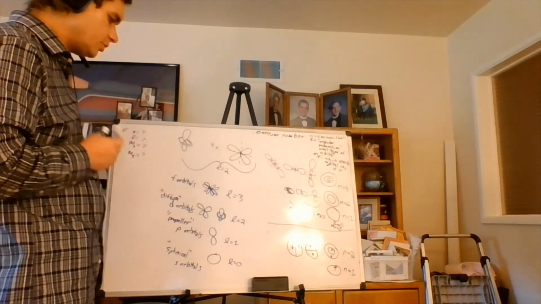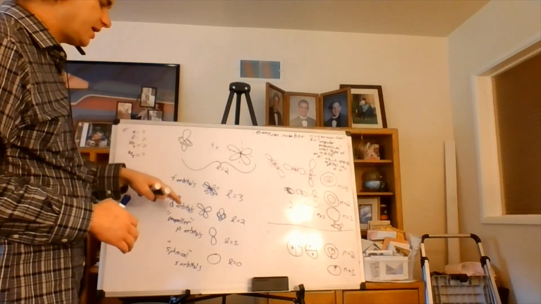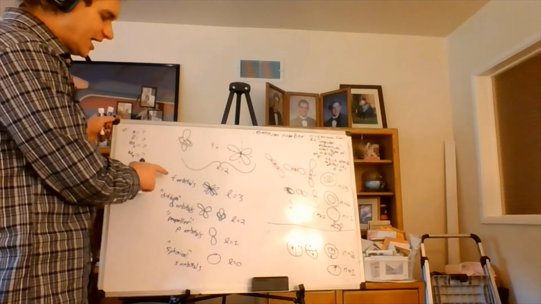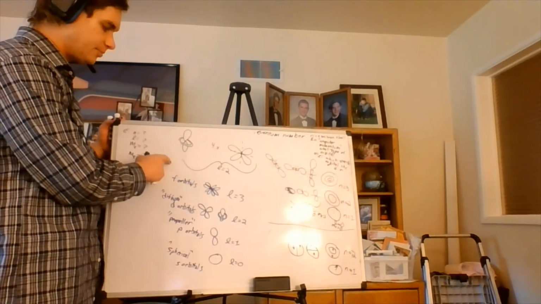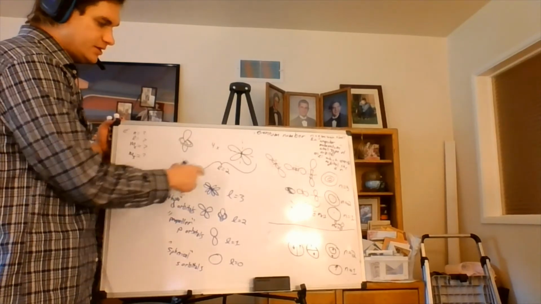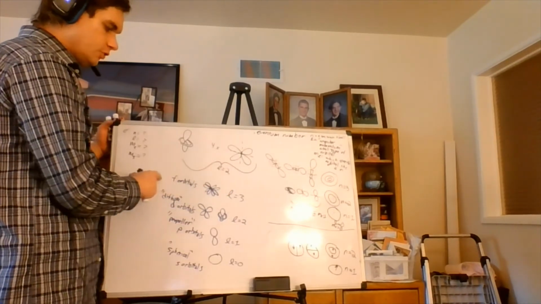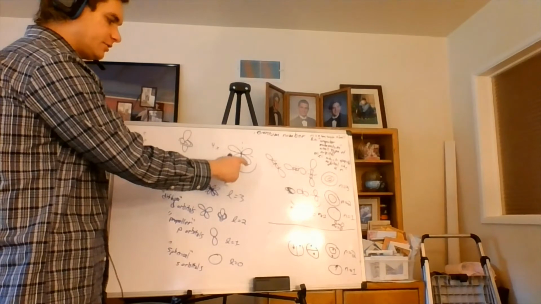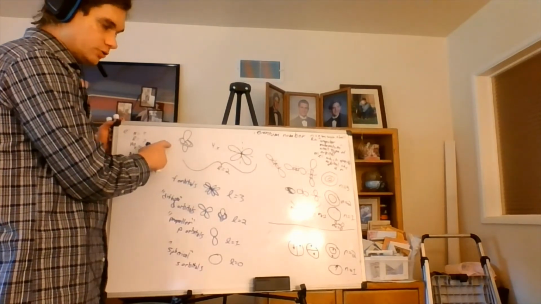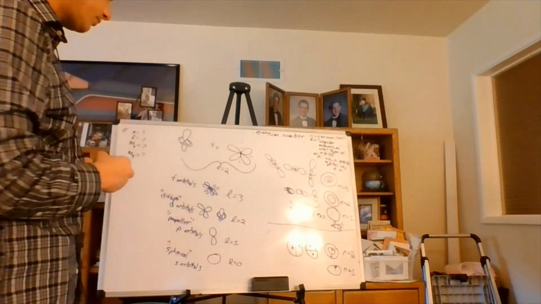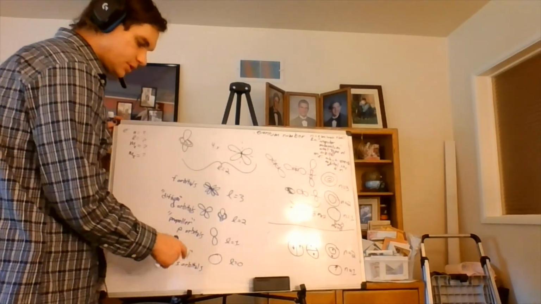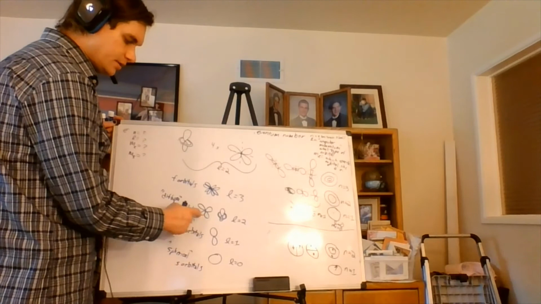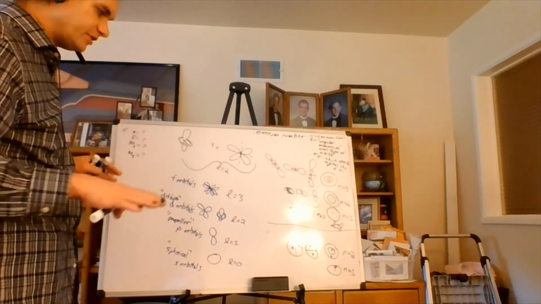Now, in principle, we could keep going up and have more and more complex orbitals. After f, we just name them alphabetically. So the next set with L equals 4 would be the g orbitals. Then with L equals 5 would be the h orbitals, etc. But we're not going to bother with those because for our purposes, this set is going to cover everything that we need.